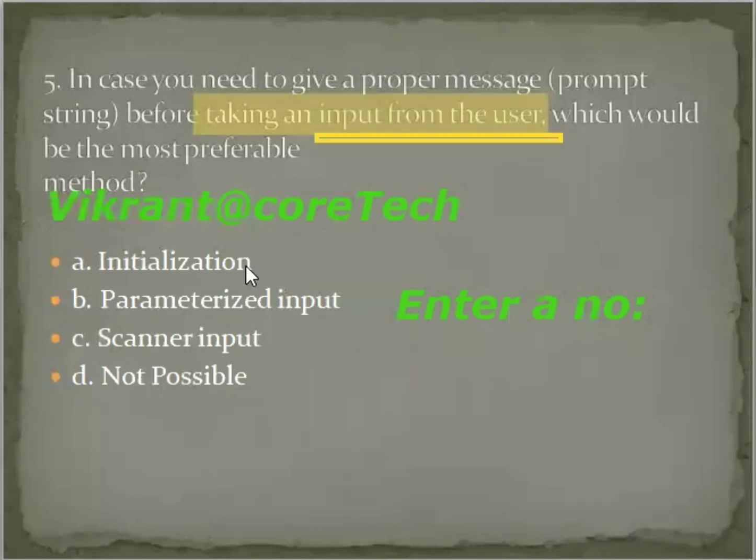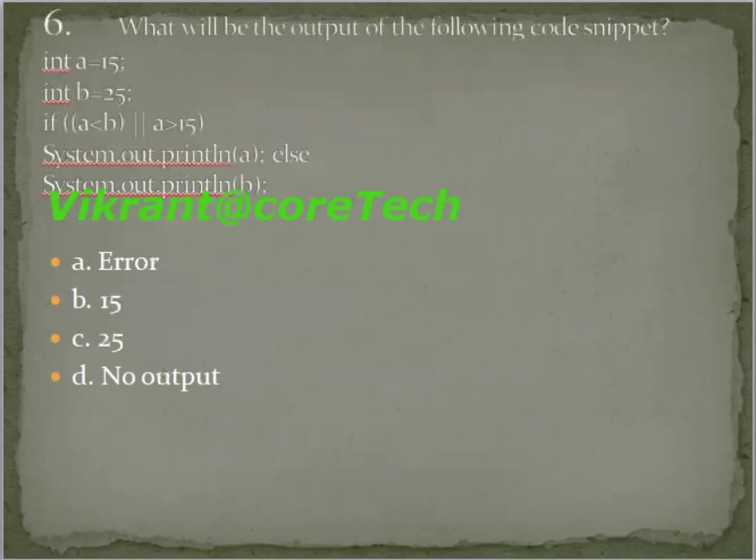So option A goes wrong. Parameterized input is not possible because it is going to take the input first. And this thing is possible. So how is it possible? At the time when we make use of the Scanner class. The Scanner class is going to help you to give a proper message. Let's go for the 6th one.